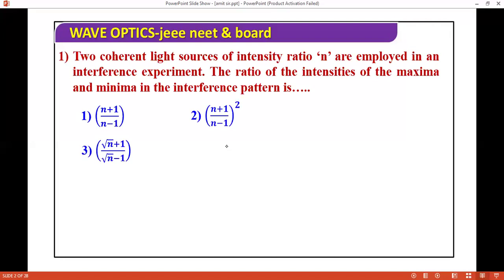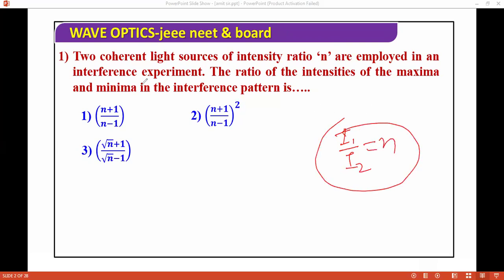Two coherent light sources of intensity ratio are used in the interference pattern. The intensity ratio is given as I1 by I2, and the question is talking about the intensity of maximum and minimum.